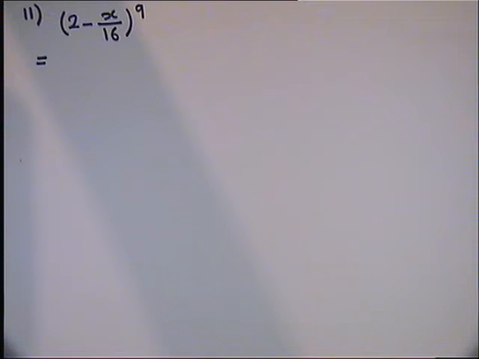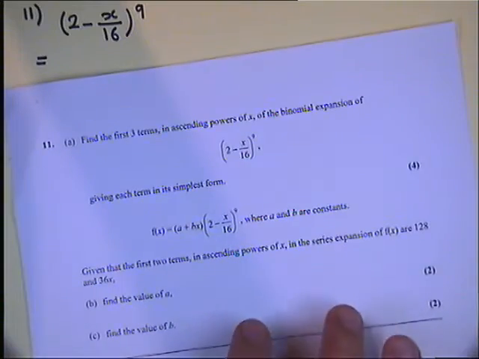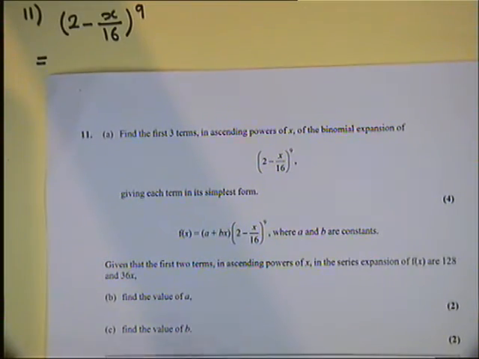In this video, we will go through question 11 and 12 from AS 2018 paper. Okay, question 11. It says, find the first three terms in ascending power of x of the binomial expansion of (2 minus x over 16) to the power of 9, giving your answer in its simplest form. Okay, let's write down the formula first.